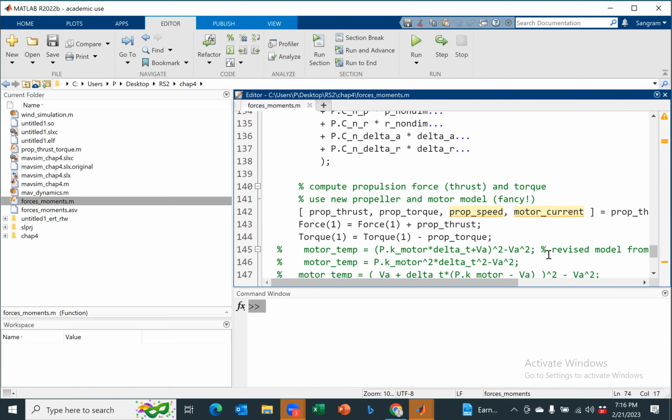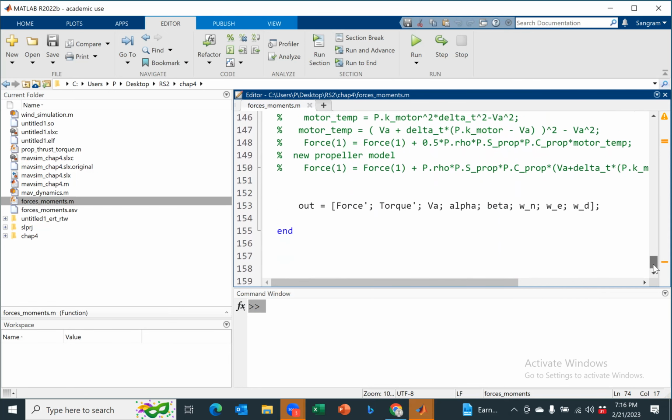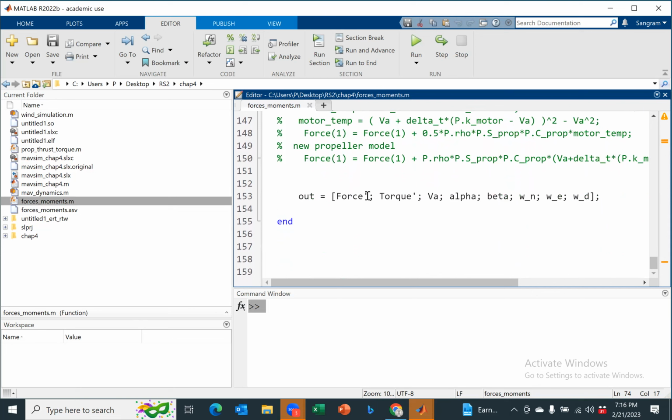Once everything else you can ignore, at the end your output is going to be the force vector, the torque vector, then the airspeed, angle of attack, side slip angle, Wn, We, and Wd. Everyone understood this function?